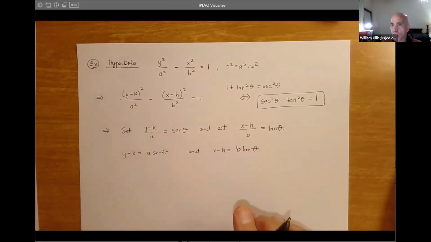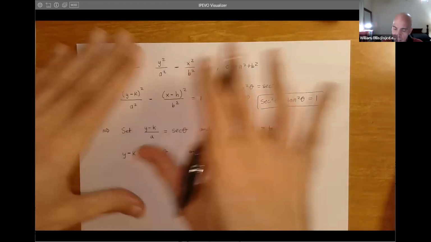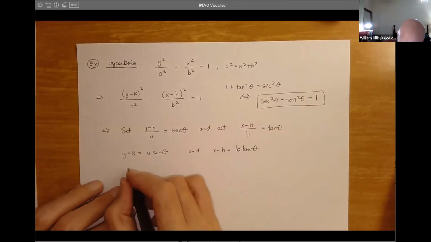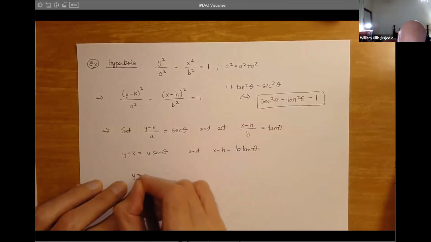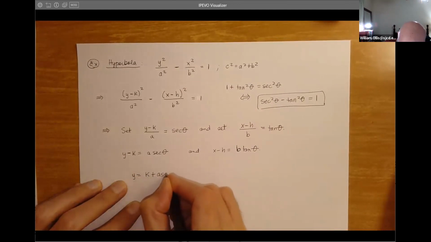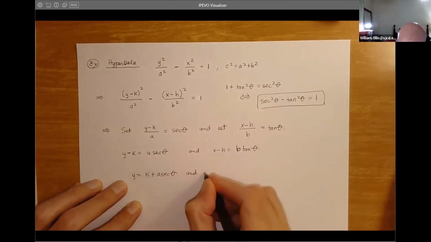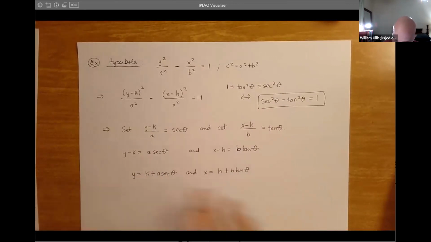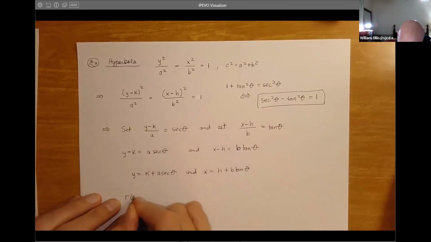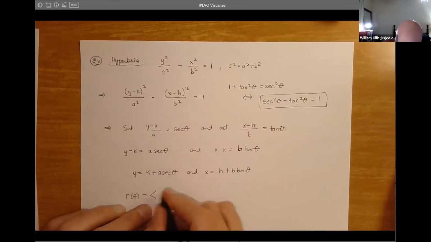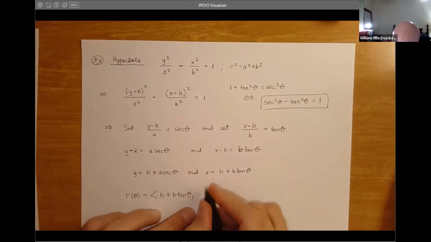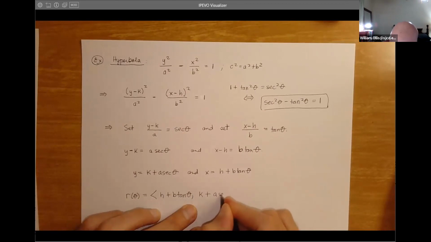But trust me, ladies and gentlemen, the epicycloid was more involved. It involved more trigonometry. This is more algebraic because we already know about conic sections. And so now we can say that y equals k plus a secant theta, and x equals h plus b tangent theta. So now when you do your vector representation, just fill it in. h plus b tangent theta, k plus a secant theta.